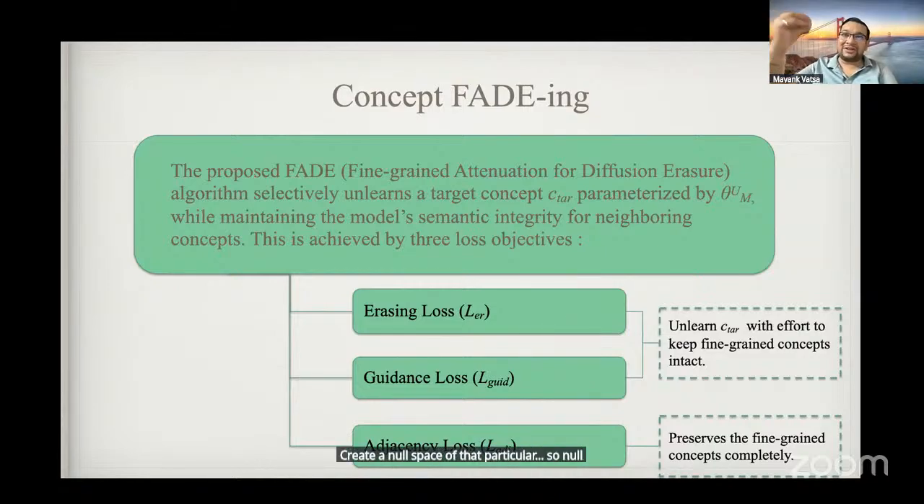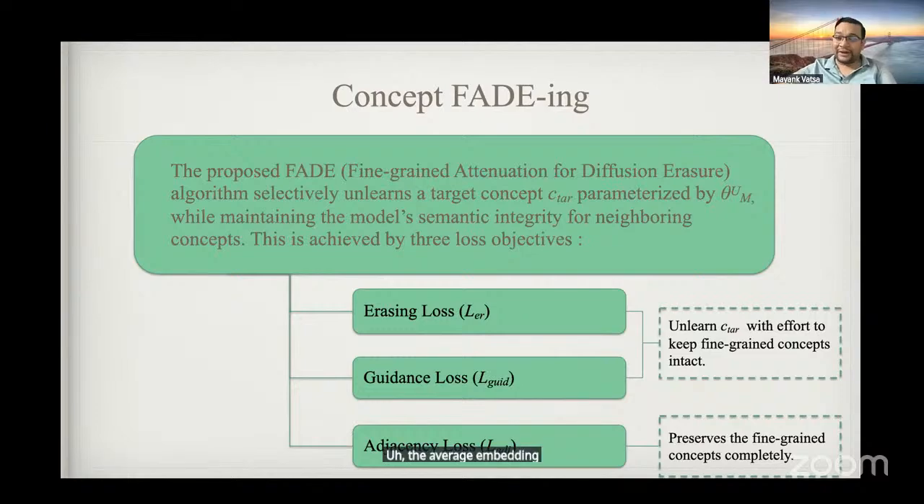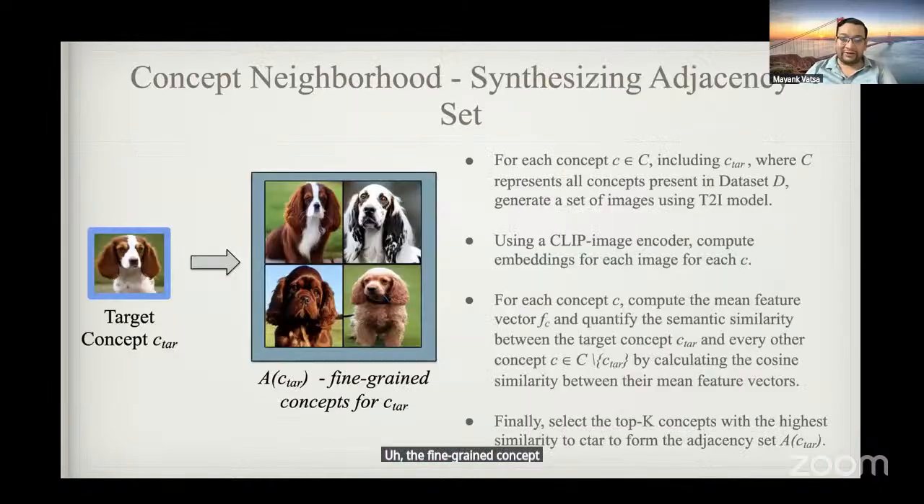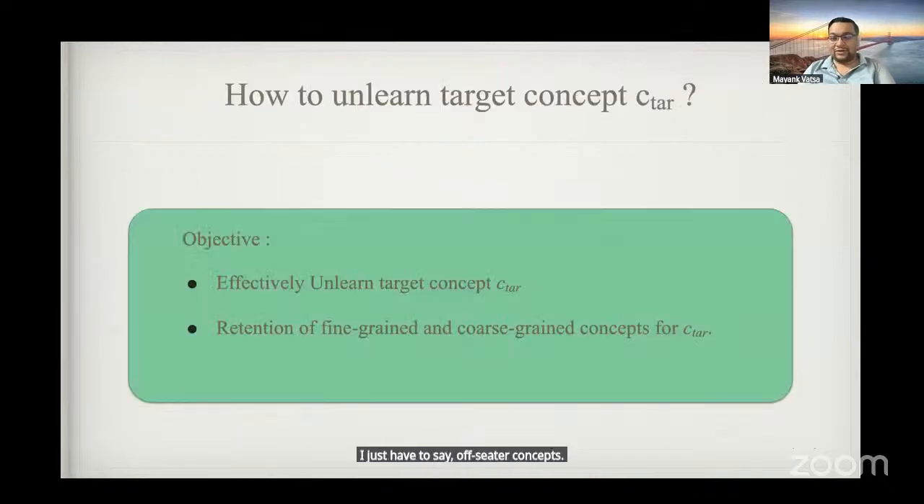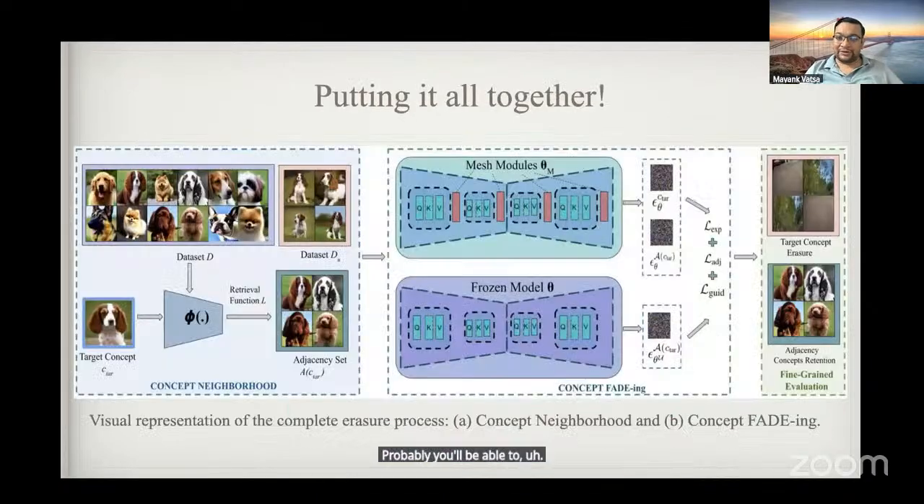So the null space essentially creates selective amnesia, and it's a simple loss. It's an L2 loss between the current concept, the concept that you're forgetting, and the average embedding of the entire model. So that's what the guidance loss is. And the adjacency loss is essentially doing regularized gradient descent on the fine-grained concepts that we talked about, like the adjacency of CIFAR concepts, right? So these are essentially the three losses. Look at the equations in the paper, and probably you'll be able to follow them.